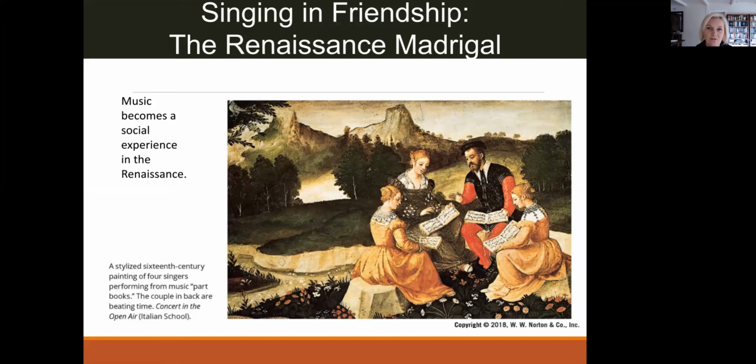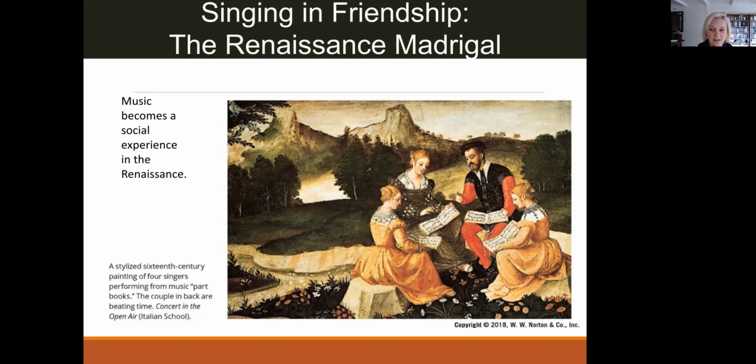I already mentioned the fact that we started to have more people interested in music, choirs forming, and more opportunities for jobs and all those things. And here you see a painting on your screen of people singing with music books, which shows the advancement of the printing press, and now you can have music books. And these people are together making music.